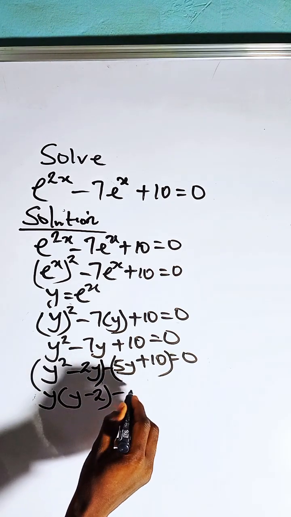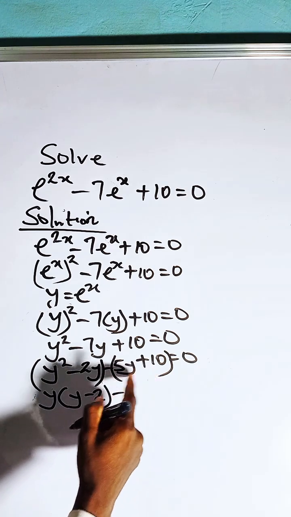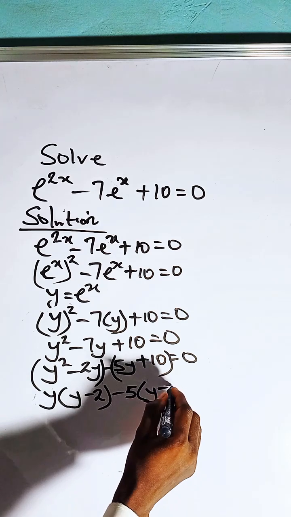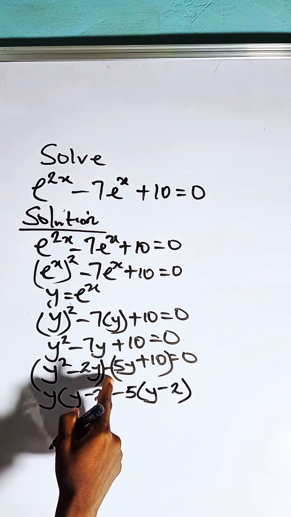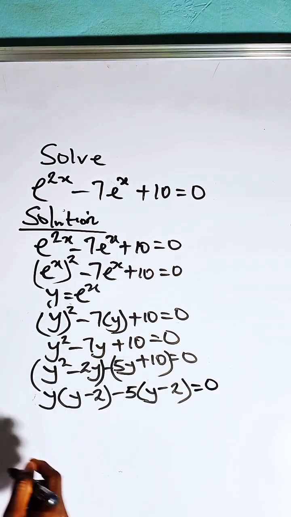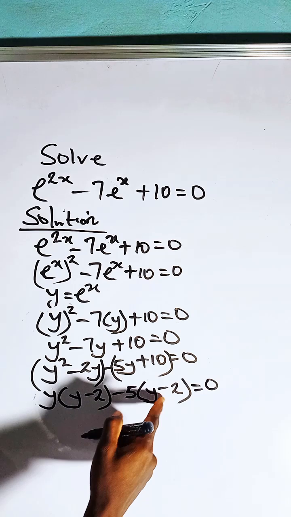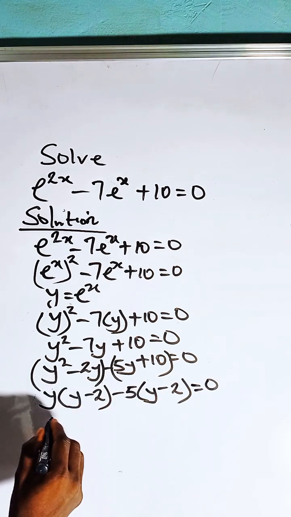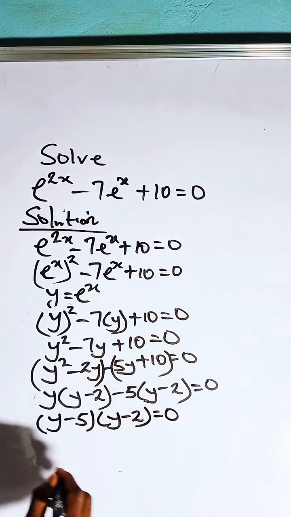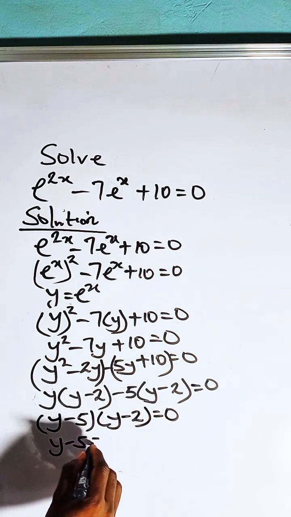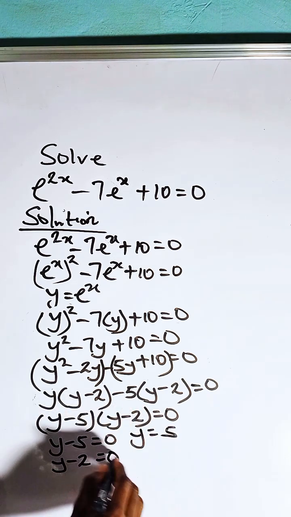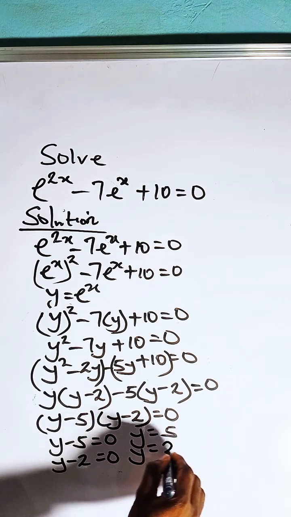At this point we have minus 5. The highest common factor of 5y and 10 is 5, so we have minus 5 into y minus 2. Minus 5 times y is minus 5y, and minus 5 times minus 2 is positive 10, equals 0. Since we have the same parentheses, we connect them: y minus 5, y minus 2 equals 0. So for y minus 5 equals 0, y equals 5, and for y minus 2 equals 0, y equals 2.